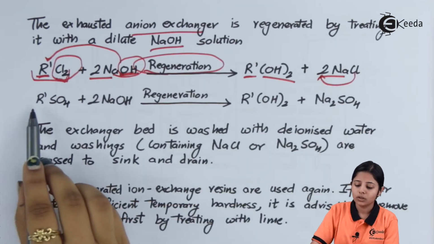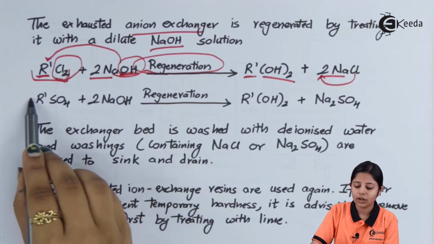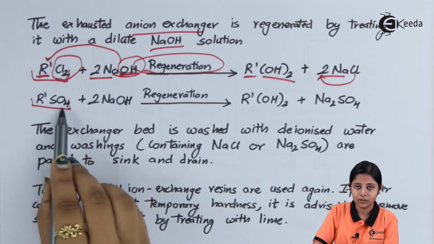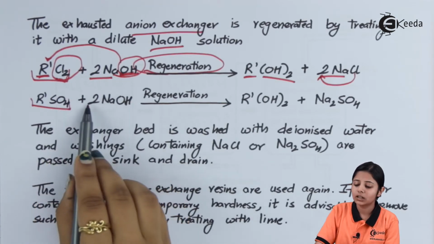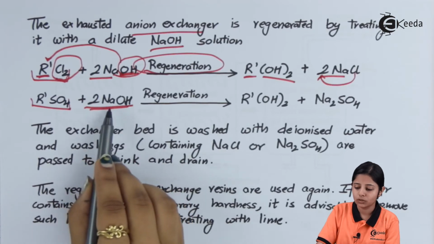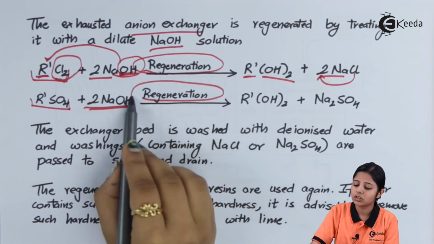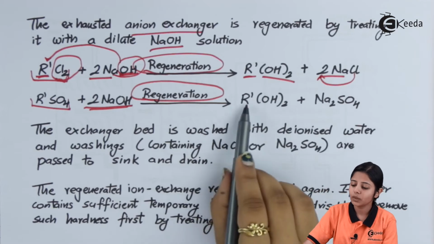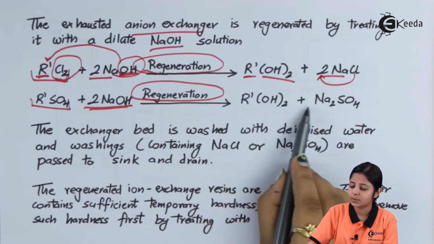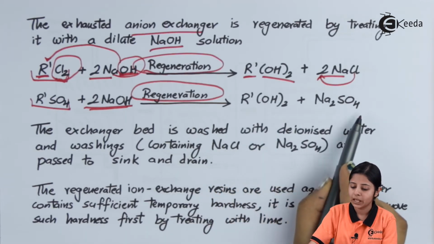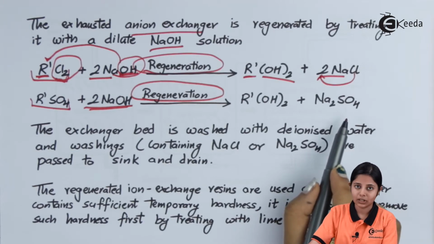The next one over here is R2SO4. Again, this is from my anion exchange bed. To this we are adding NaOH solution. The process is known as the regeneration process. It forms 2ROH plus Na2SO4. First, let us see the balancing of the reaction.